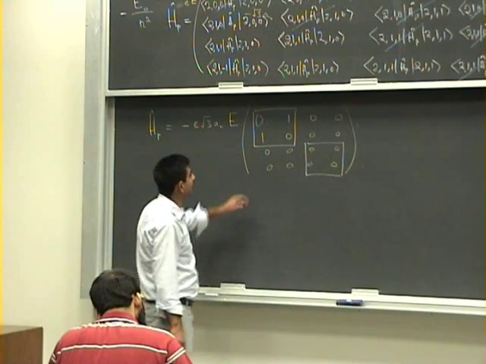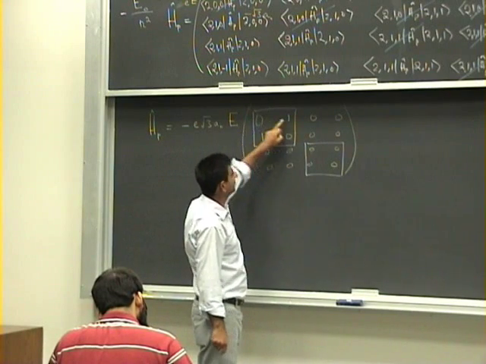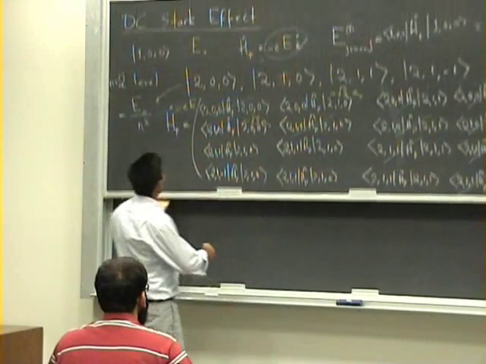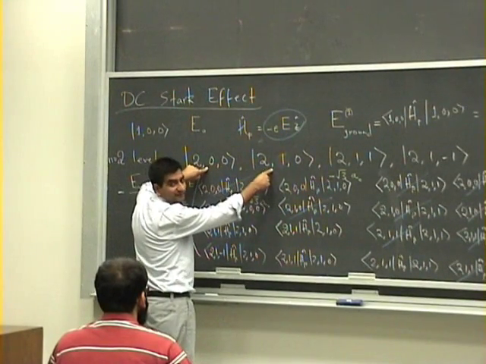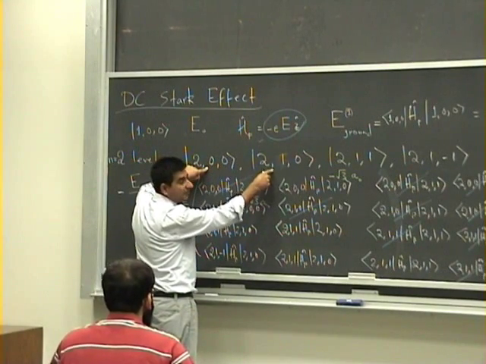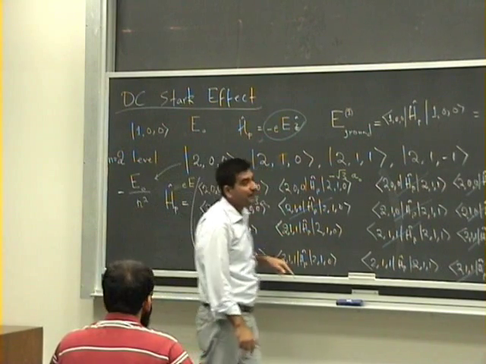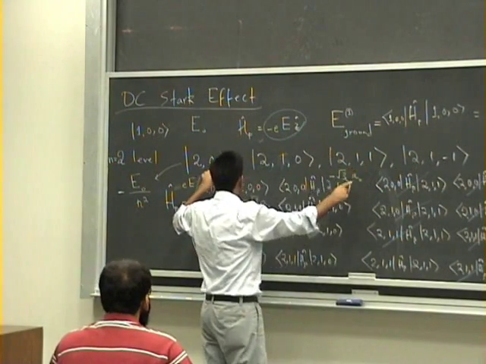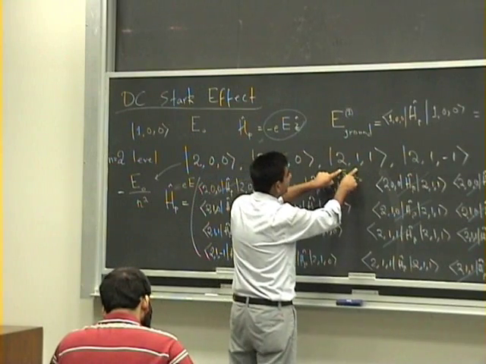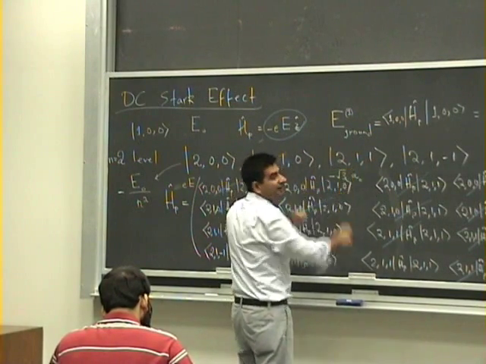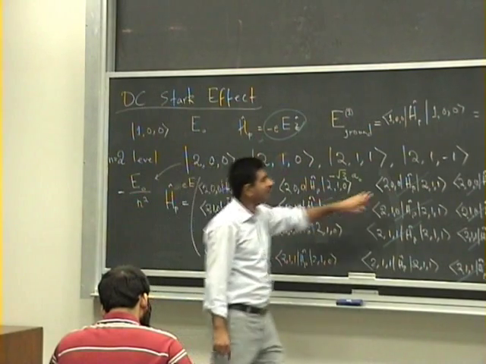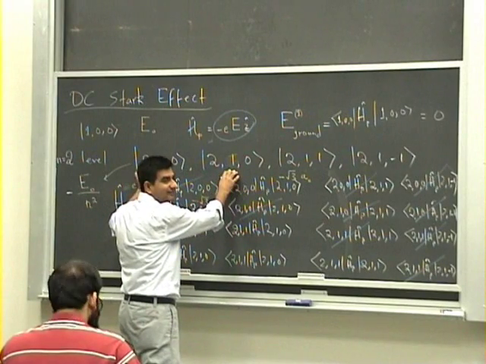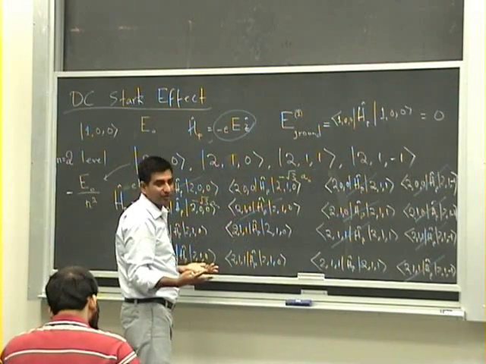However, there is a matrix element that connects the first row with the second column. There are non-zero matrix elements connecting between these states. But there are no matrix elements connecting between these states. They are all zero. And none of these states is connected with these states. So this state is not connected with any of the other three states. This state is not connected with any of the other three states. However, these states are mutually connected. So we can break up our matrix into two blocks.